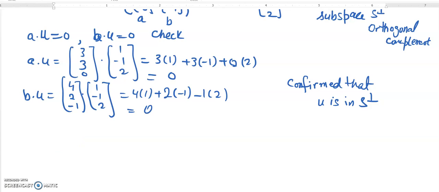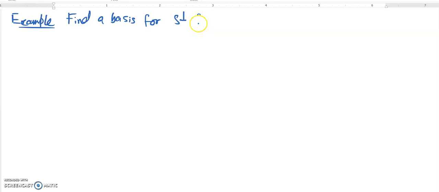Okay, next example. The question is we need to find a basis for S perpendicular, for the subspace S. And what is the subspace S?